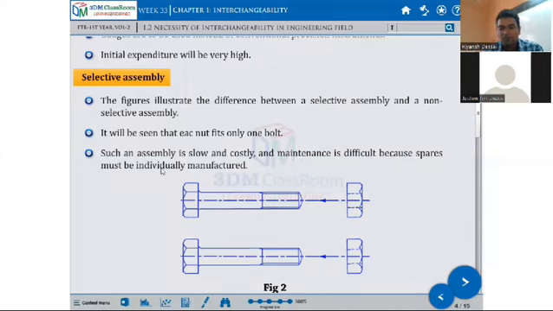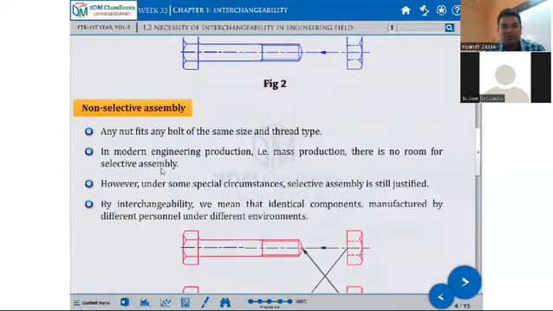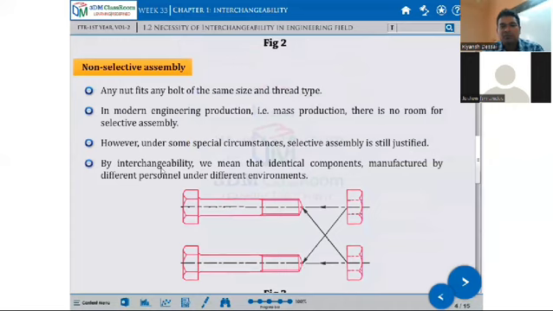In the selective case, it must be manufactured individually, with related dimensions and everything. And non-selective is any nut fitting on a bolt of the same size and fit. In modern engineering production, the mass production, there is no room for selective assembly. However, under some special circumstances, the selective assembly is still justified.